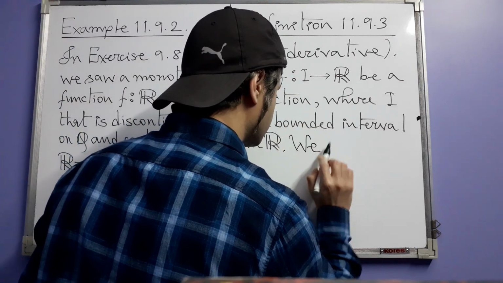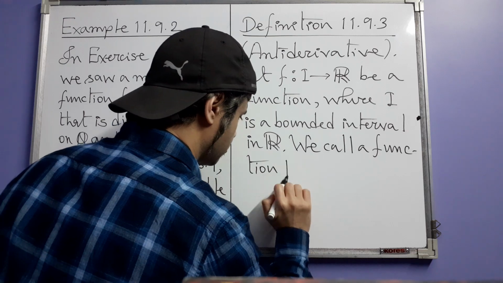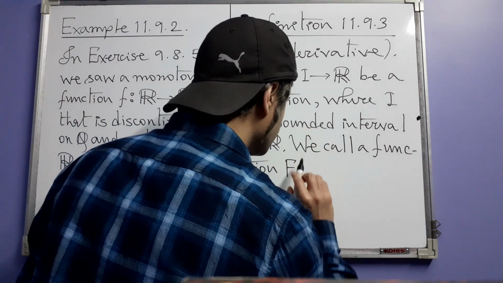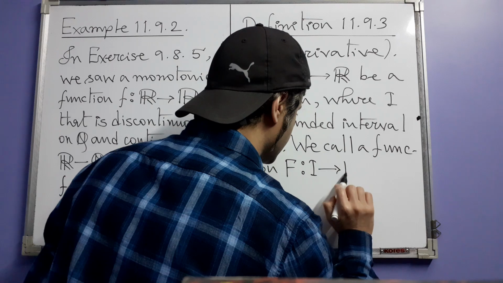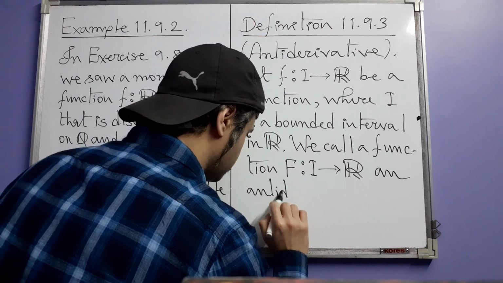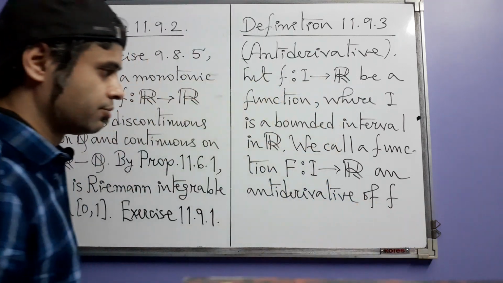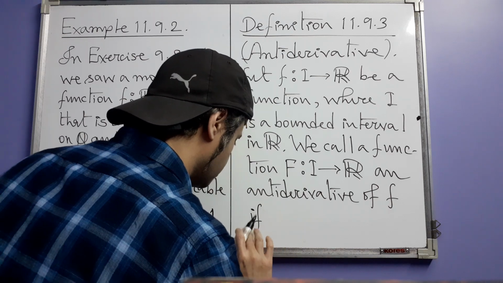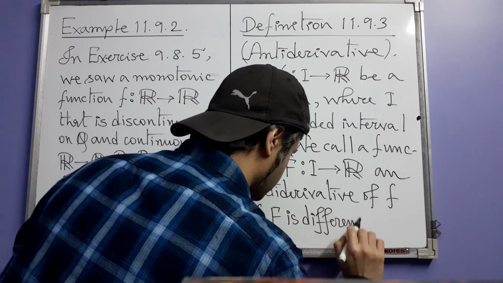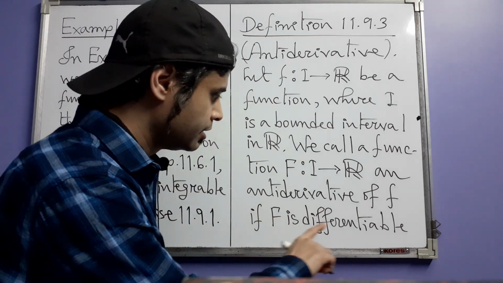We call a function capital F an antiderivative of small f if capital F is differentiable on I. Do not think of this capital F as that small f. Okay, so this is something new, which also has I as its domain and is also real valued. There is a restriction on capital F, that it is differentiable on I.